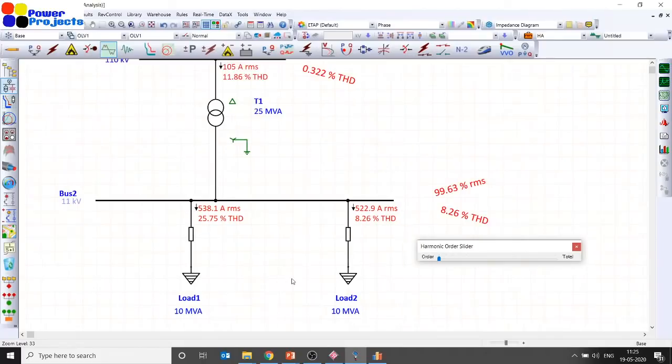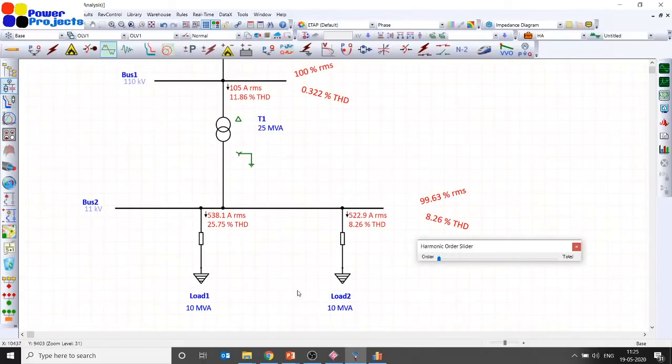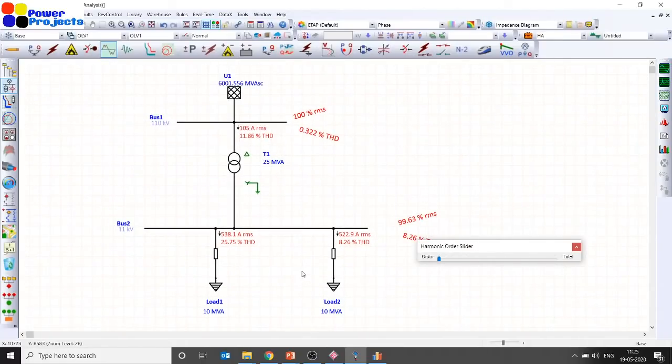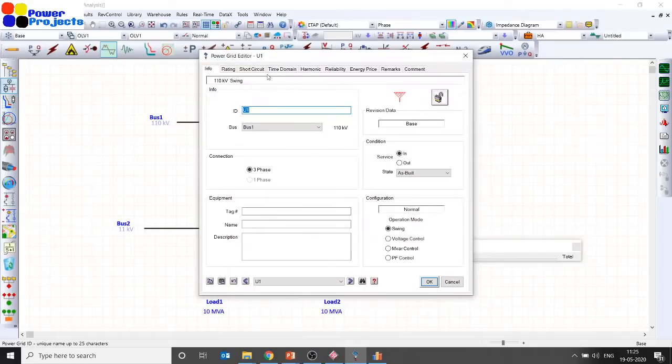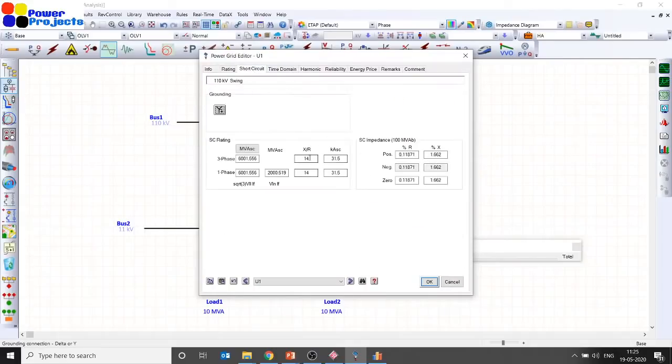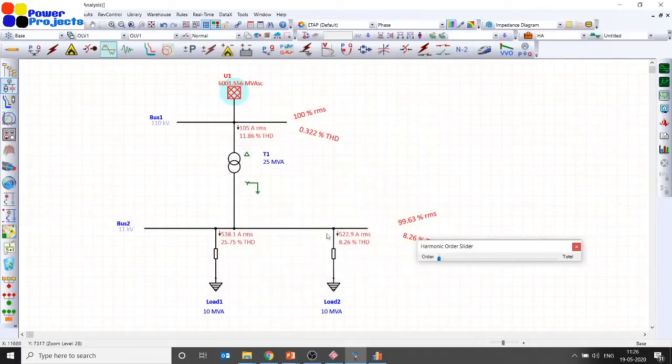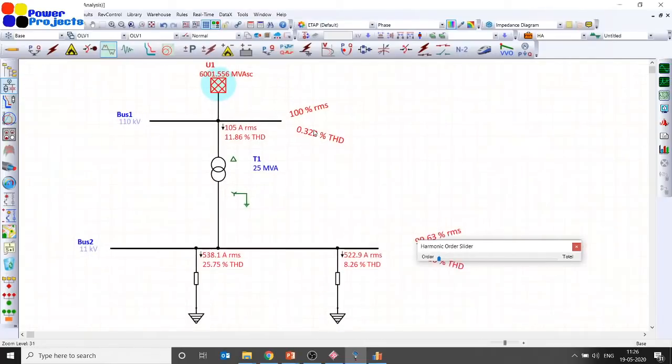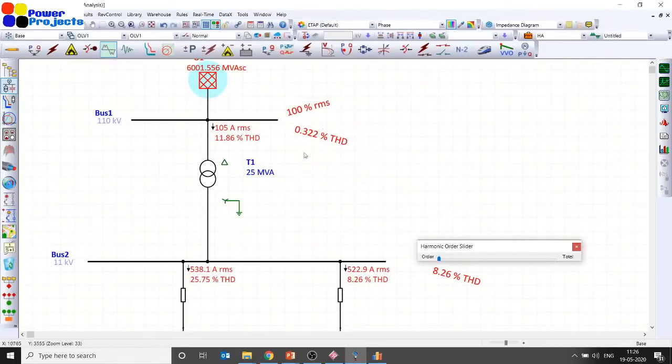Okay, so now let's move on and discuss a bit more the impact of the source impedance. Now I have assumed my short circuit current at 110 kV is 31.5 kiloamps with an X/R of 14. With that, the total harmonic distortion in bus 1 is 0.322%, and current harmonic is 11.86%.